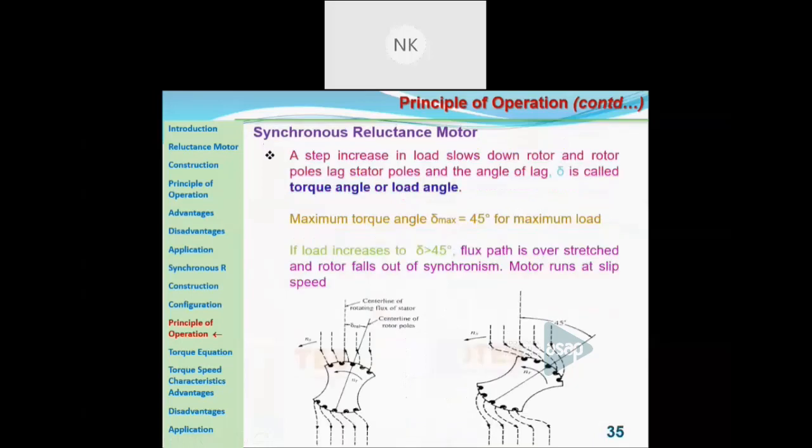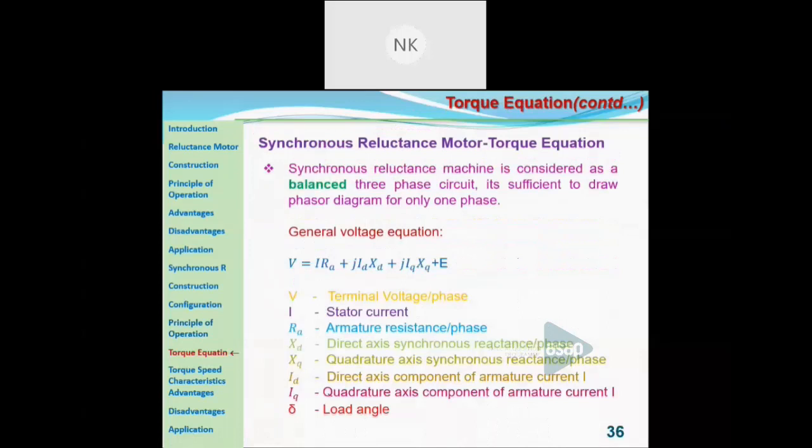A step increase in the load slows down the rotor speed and the rotor poles lag the stator poles by an angle delta, that is known as the torque angle or the load angle, and the maximum torque angle possible is 45 degrees. If the load angle increases, that means it will fall out of synchronism or instability will be there. Next we will see the torque equation of the synchronous reluctance motor.